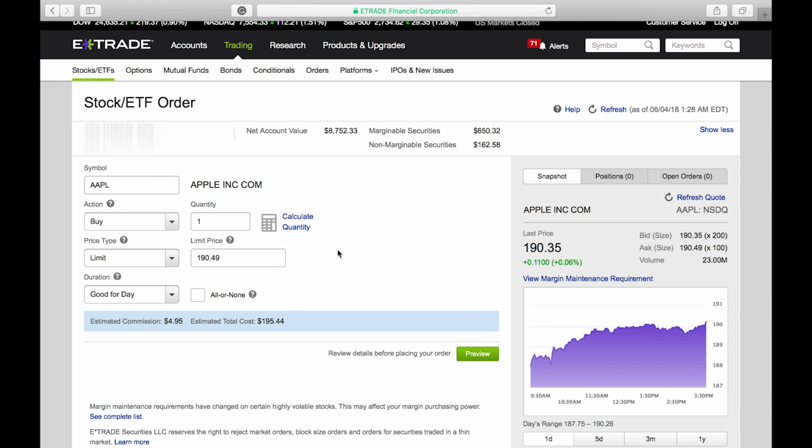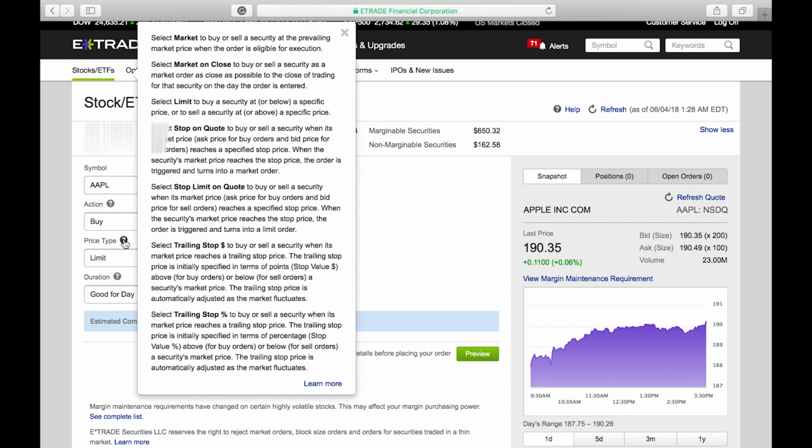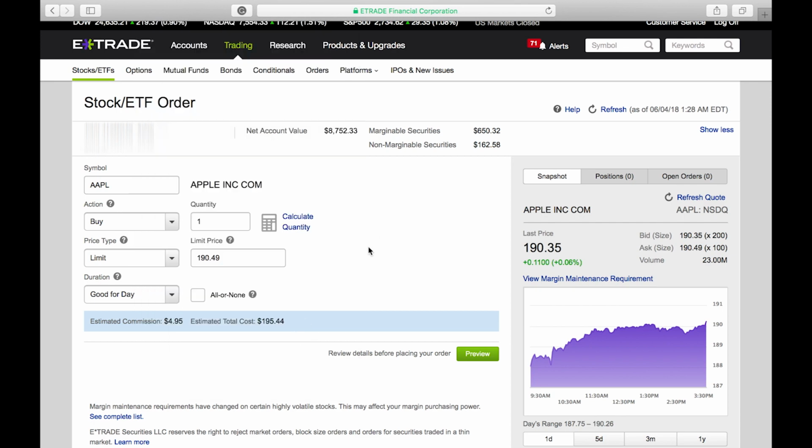Now, we mentioned earlier in the video that Robinhood does not charge a commission. E-Trade, as you can see here, charges roughly $5 every trade. So if I buy a stock, it's going to charge me $5 to buy the stock. And if I sell the stock, it's going to charge me $5 to sell it. Next, it's going to bring you to price type.